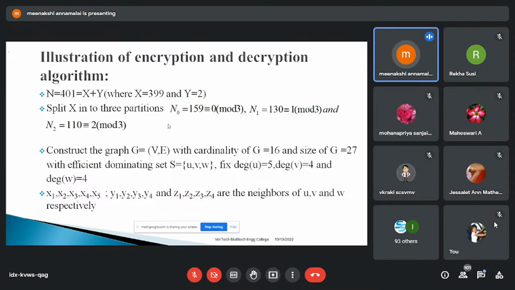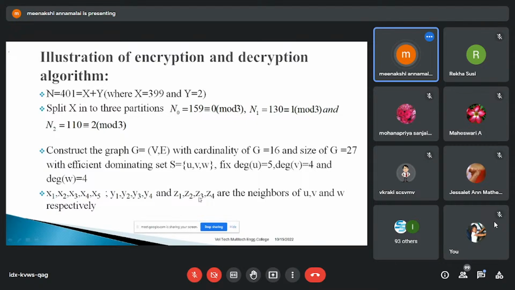So here I'm constructing the graph G whose vertex cardinality is 16, and for the size of the graph I'm taking 27 edges. And S is here under mod 3, so I have to set S equal to U, V, W. And then the degree of U is also yours to assign. Here I'm assigning 5. The degree of V is 4 and the degree of W is equal to 4.